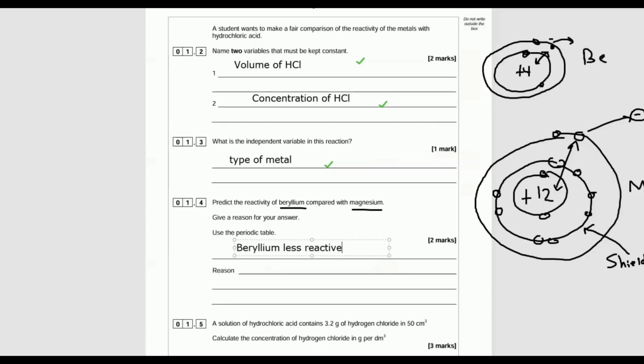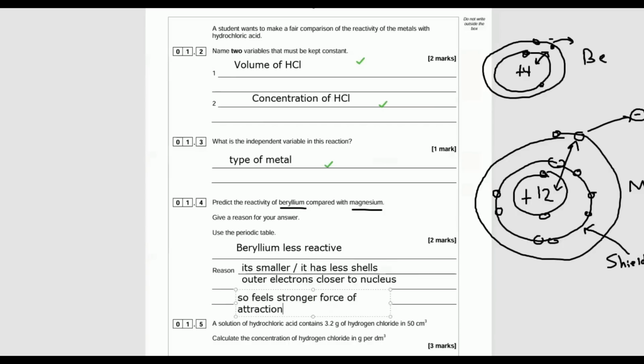And this is a slightly different explanation. I'm just going to say it's smaller, and probably on the same marking point, you could say it has less shells, outer electrons closer to nucleus. So the outer electrons are closer to the nucleus because it's smaller, so that's kind of like 2 points. And then what I want to hammer with is, so feels stronger force of attraction to nucleus.